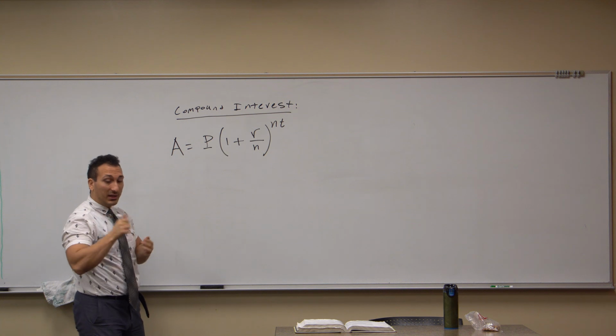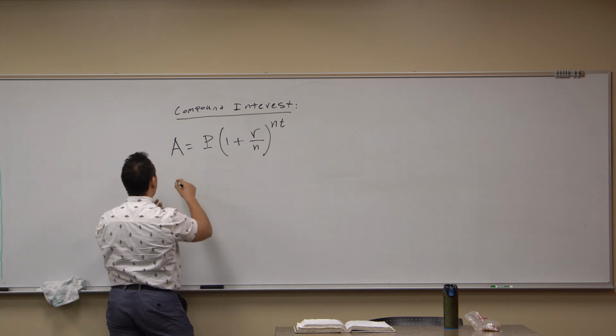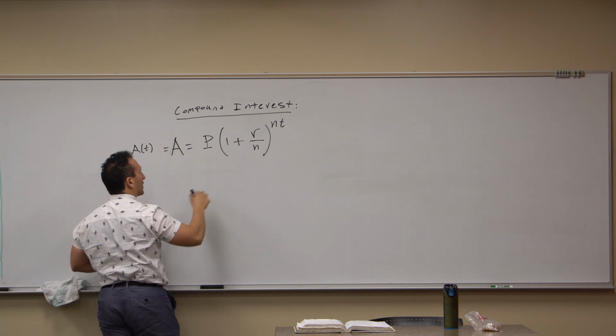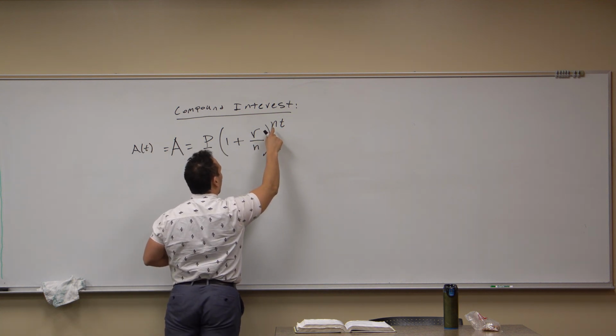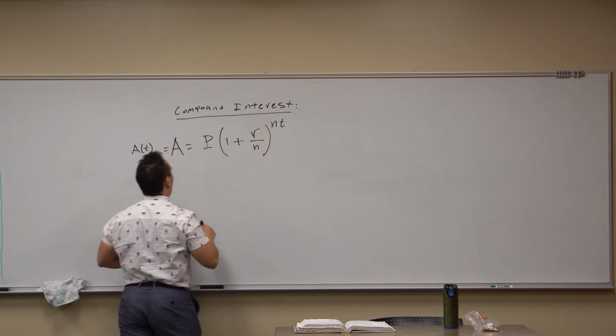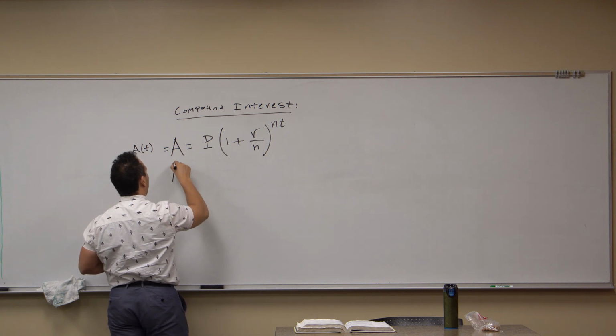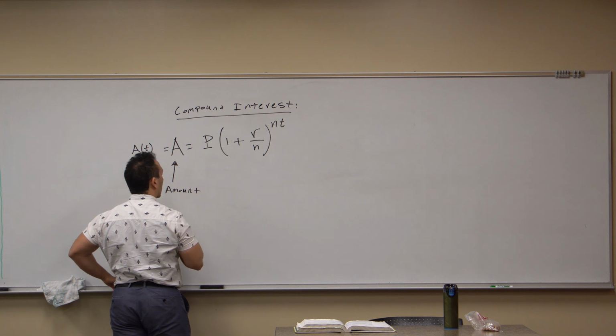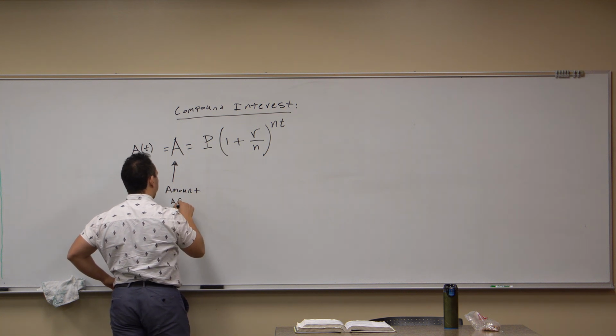A stands for the amount after some time t. It's really some A of t because it's a function of time. Time is the only thing that changes. Your n, r, and p are the same. So A is the amount after time t.